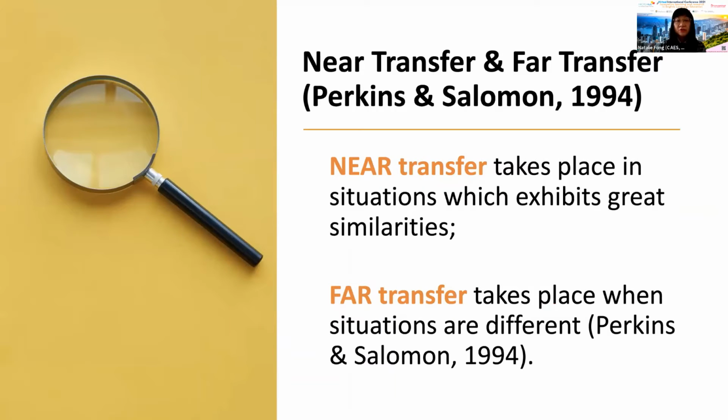According to the literature, there are two types of transfer, near and far. Near transfer takes place in situations which show great similarities. Say, for example, students could apply the academic writing literacy skills they have learned from our EAP course, CAS 1000, to courses which also require them to do academic writing. The writing contexts are very similar. For far transfer, it may take place when situations are different. For example, how students refine the learned skills and apply them into out-of-class situations, workplace, or professional contexts.